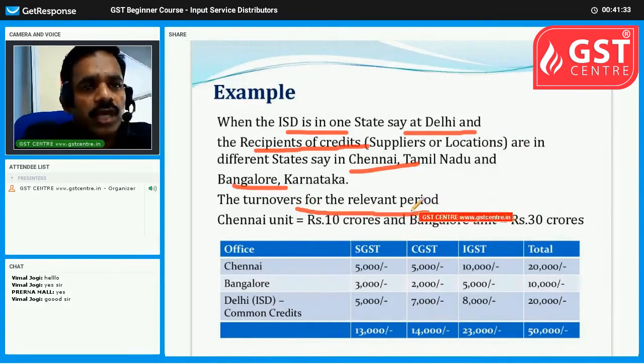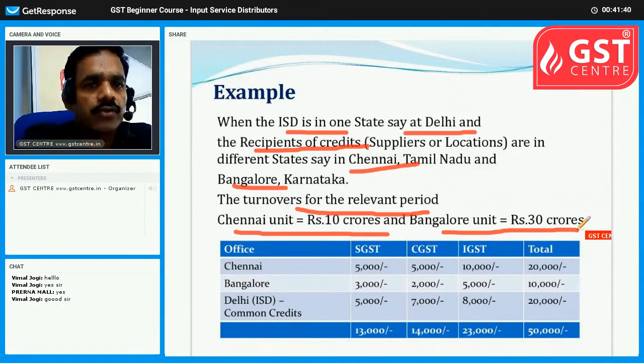The turnover for the relevant period is Chennai unit 10 crores and Bangalore unit 30 crores. So the Bangalore unit is performing well. In this case, the SGST, CGST and IGST available to Chennai, Bangalore and Delhi is like this. For Chennai, SGST is 5,000, CGST is 5,000, IGST is 10,000, so the total is 20,000. What is the meaning of SGST, CGST and IGST?